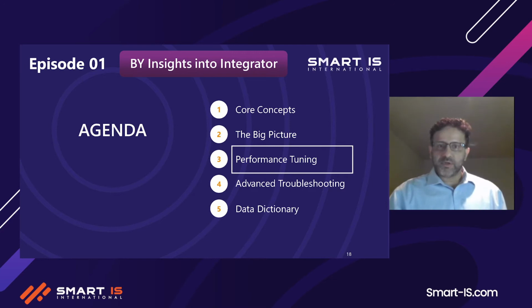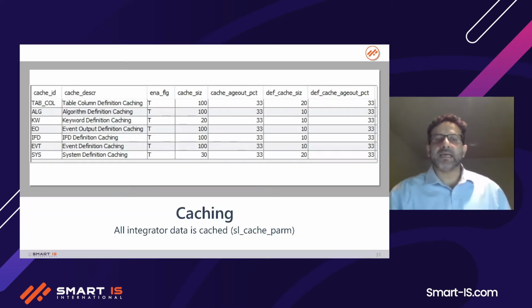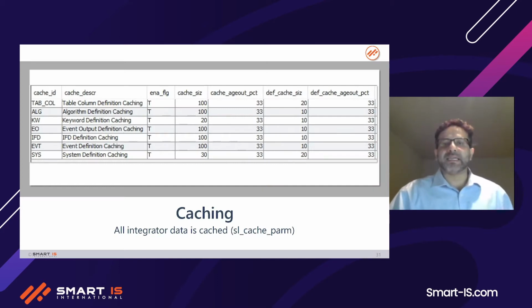So now we would go a little bit into performance tuning. First and foremost is that all of the integrator's metadata is cached. The expectation of integrator is that once it is running, its own metadata should never be read twice. So there is a table for it, but again, we have to understand that the bias of integrator is that it should all be cached.